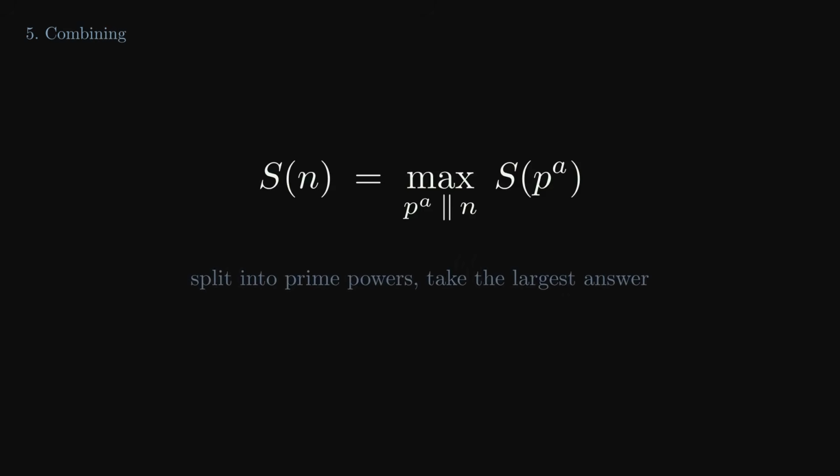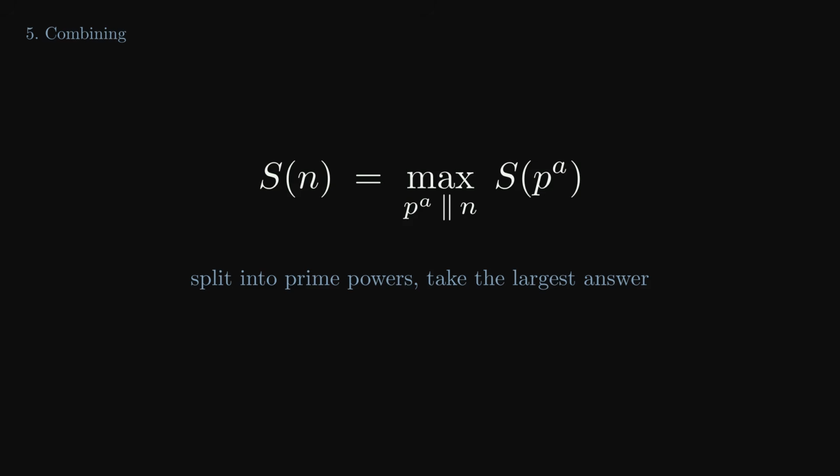Now we can handle any number at all, because every number is a product of prime powers, and the pieces barely interact. Here is the rule. Break the number into its prime power parts. Work out the answer for each part on its own. Then take the largest of those answers. That largest one is the answer for the whole number.